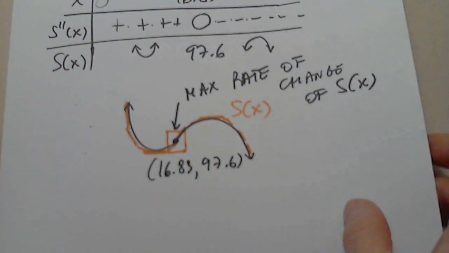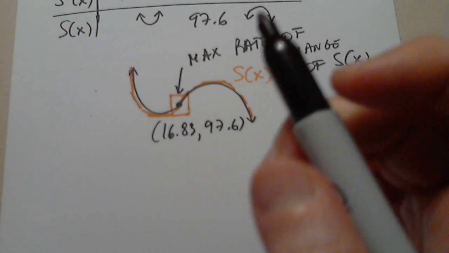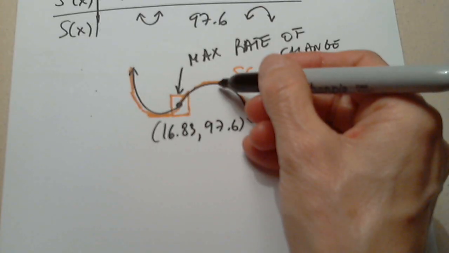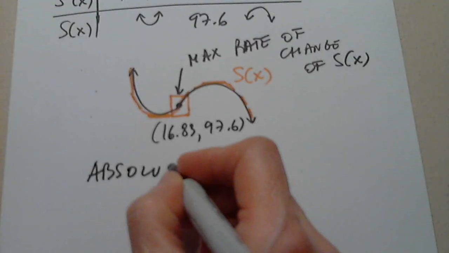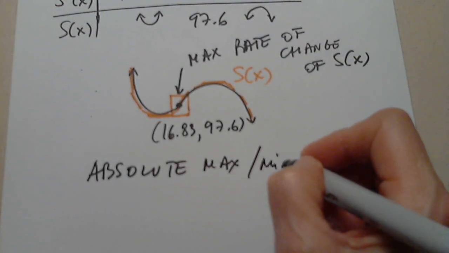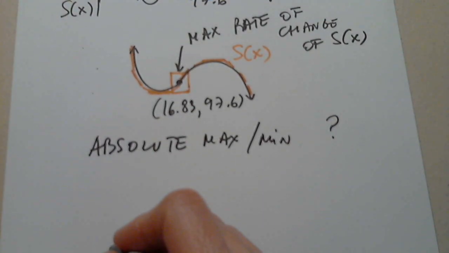We talked about relative max and relative min. So in this example, this is a relative min, this is a relative max. But we never talked about absolute max and min. What does this mean? So here's an example.